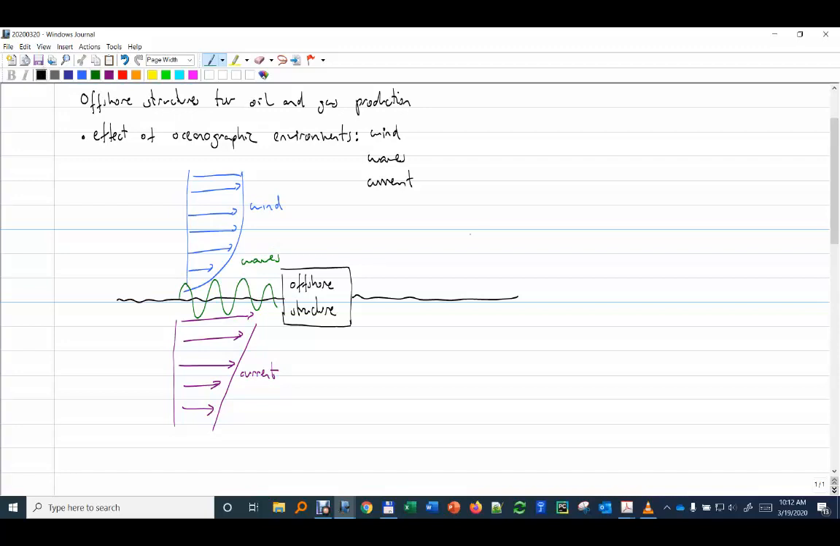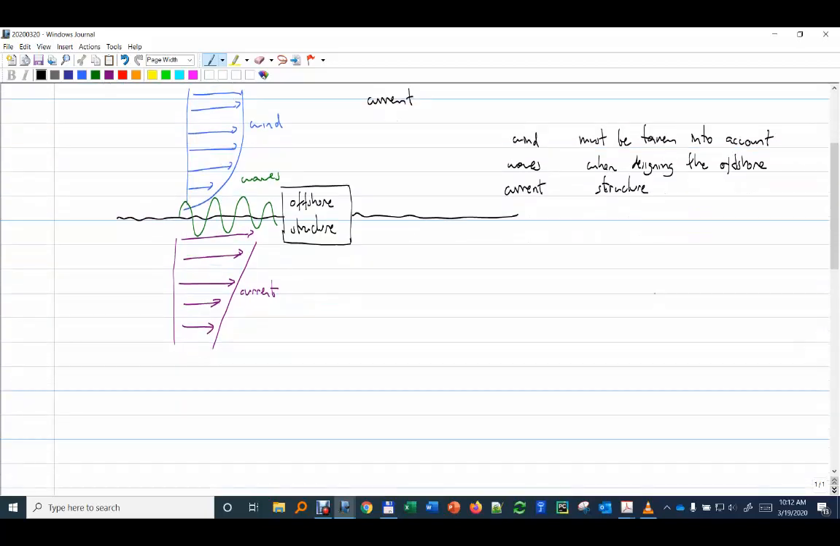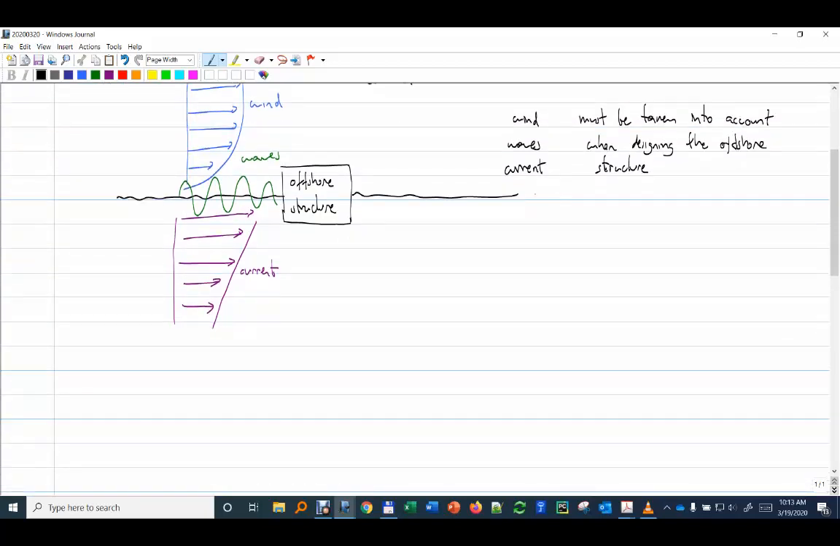So this wind, waves, and current must be taken into account when designing the offshore structure. Okay, and essentially we have a few ways in which they are taken into account. Well, one of them is the location of the flare.